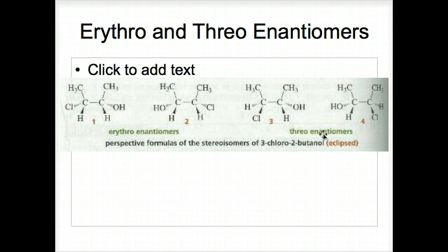Now, erythro and threo, often you'll hear that later when you study monosaccharides. Erythrose sugars have OH groups on the same side of their carbon chains, as you'll see in biochemistry. Threose sugars have OH groups on different sides of their carbon chains. And again, you'll see this later when you get into biochemistry. Okay, let's stop at this point right here.